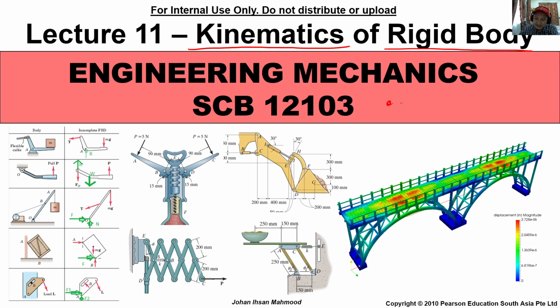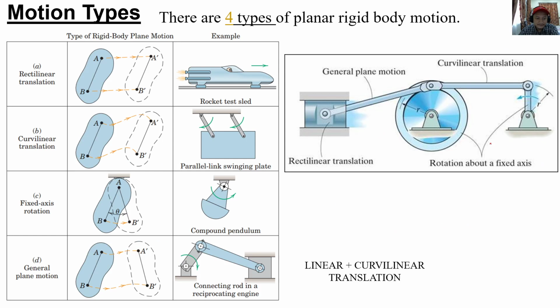Everything is a particle. You've got things like S, V, A, displacement, velocity, acceleration, but on a small particle. So now we are studying a rigid body, some object with a size. So basically, when you are looking at motion, for any particular body, you can categorize them into four types.